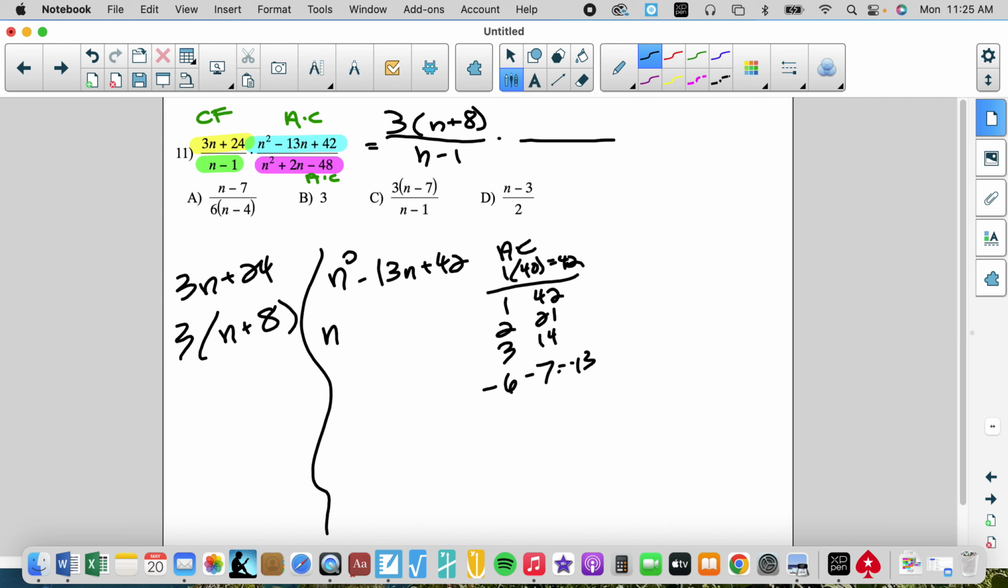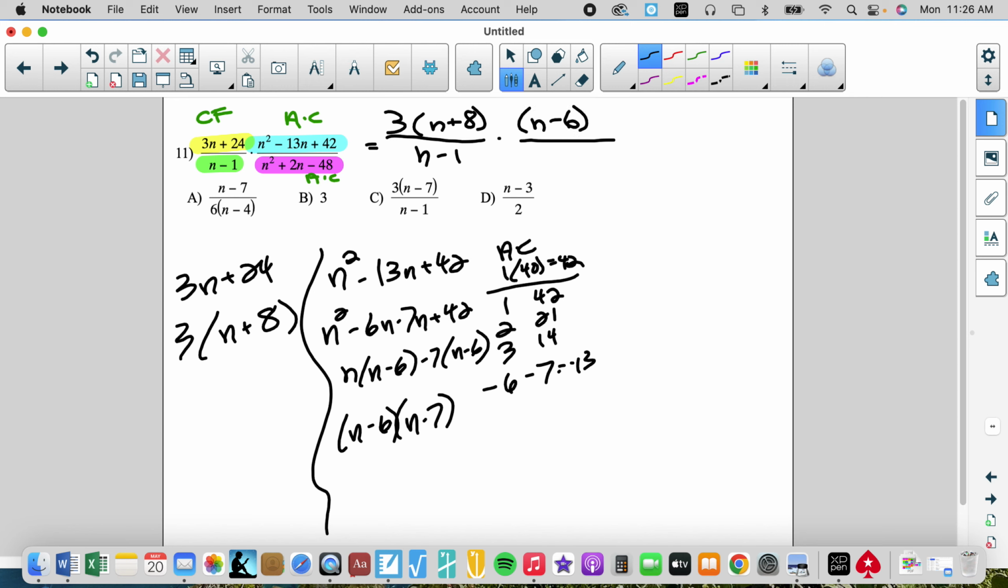So this becomes n squared minus 6n minus 7n plus 42. I'm going to factor out an n, that leaves me with n minus 6. I'm going to factor out a negative 7, that leaves me with n minus 6. And I get n minus 6, n minus 7. So that new numerator on the top right becomes n minus 6, n minus 7. And now I'm going to factor the right side denominator, n squared plus 2n minus 48.